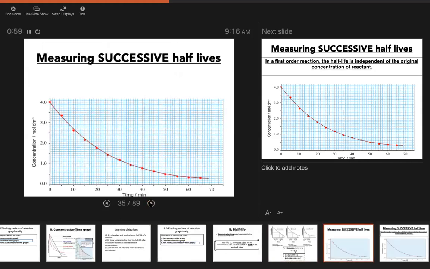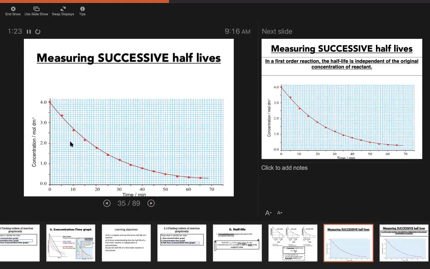How do we find the half-life graphically? Okay, so I'm gonna unmute you all. Please have a ruler with you. Do you have a ruler with you? Yes.